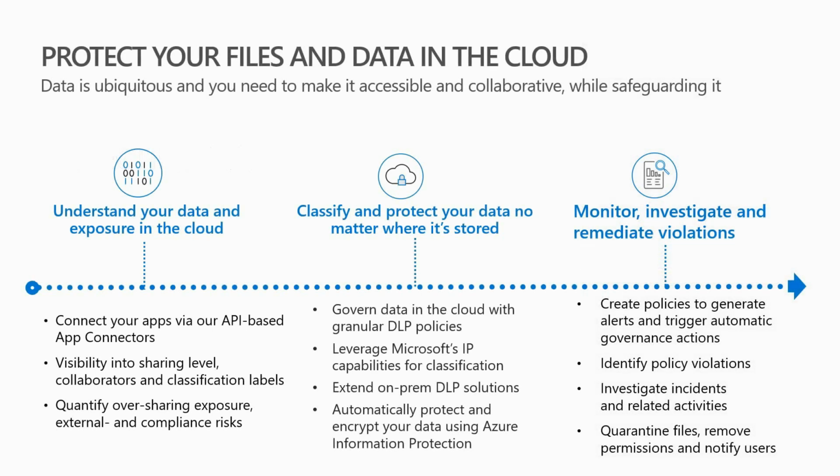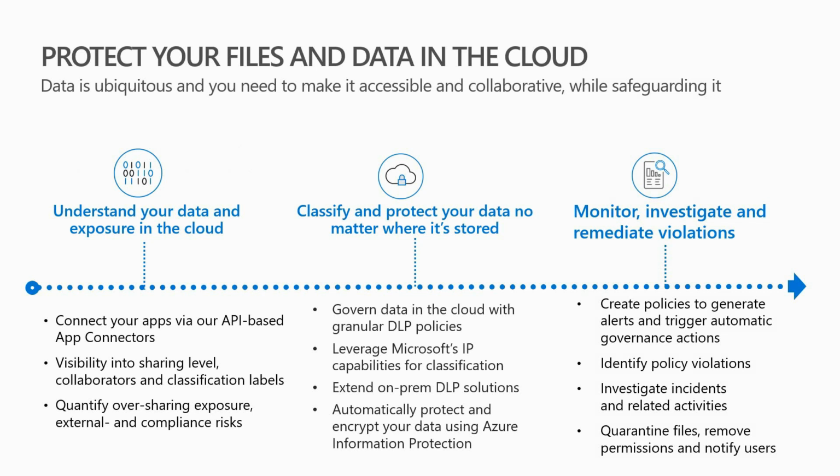The first step in protecting your files and data in the cloud is to understand what your data exposure is. MCAS does integrate with a number of third-party applications using our API-based app connectors. Some of these third-party apps include G Suite, Dropbox, Box, and etc. By connecting your apps, you gain much more visibility into the sharing level, what's being stored on those apps, and who are the collaborators. After this, it's important to govern this data using our data loss prevention policies.